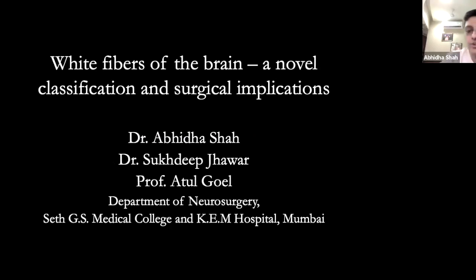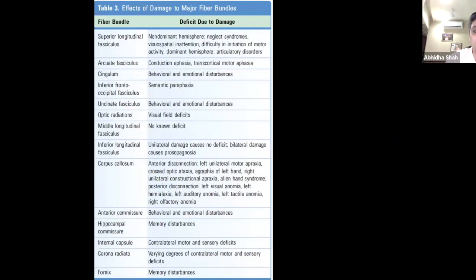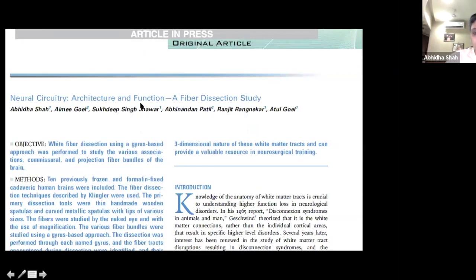Okay, so that was just a video that showed how intricate the white fibers of the brain are, and how important it is to identify and protect these white fibers while working on intrinsic brain tumors. This is a table showing the various white fibers of the brain and what happens if you damage them. My interest in white fibers began a long time ago, probably in 2007 or 2008, and the interest has persisted. Based on the continuous white fiber dissections I am doing, I have come to some conclusions and understanding of this white fiber system, which I would like to share with you today.